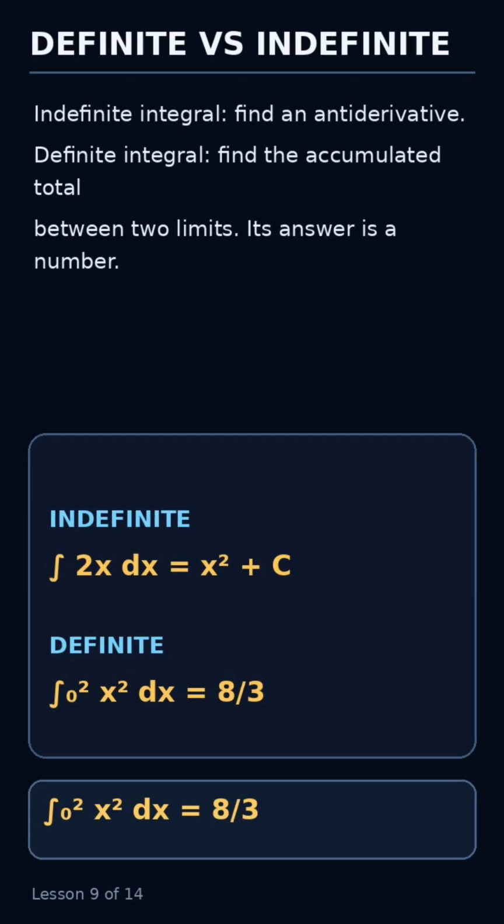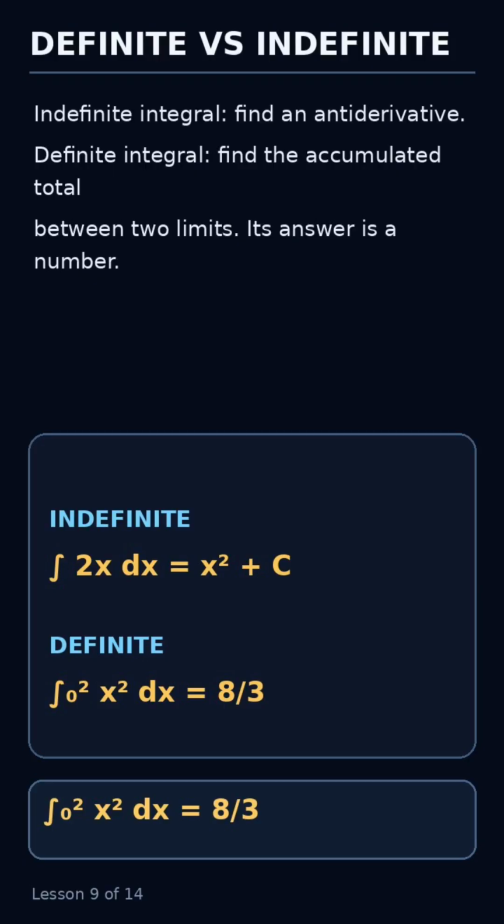Now, definite and indefinite integrals. There are two important types of integrals. The first is an indefinite integral. For example, the integral of 2x dx. We're looking for an antiderivative. The answer is x squared plus c.